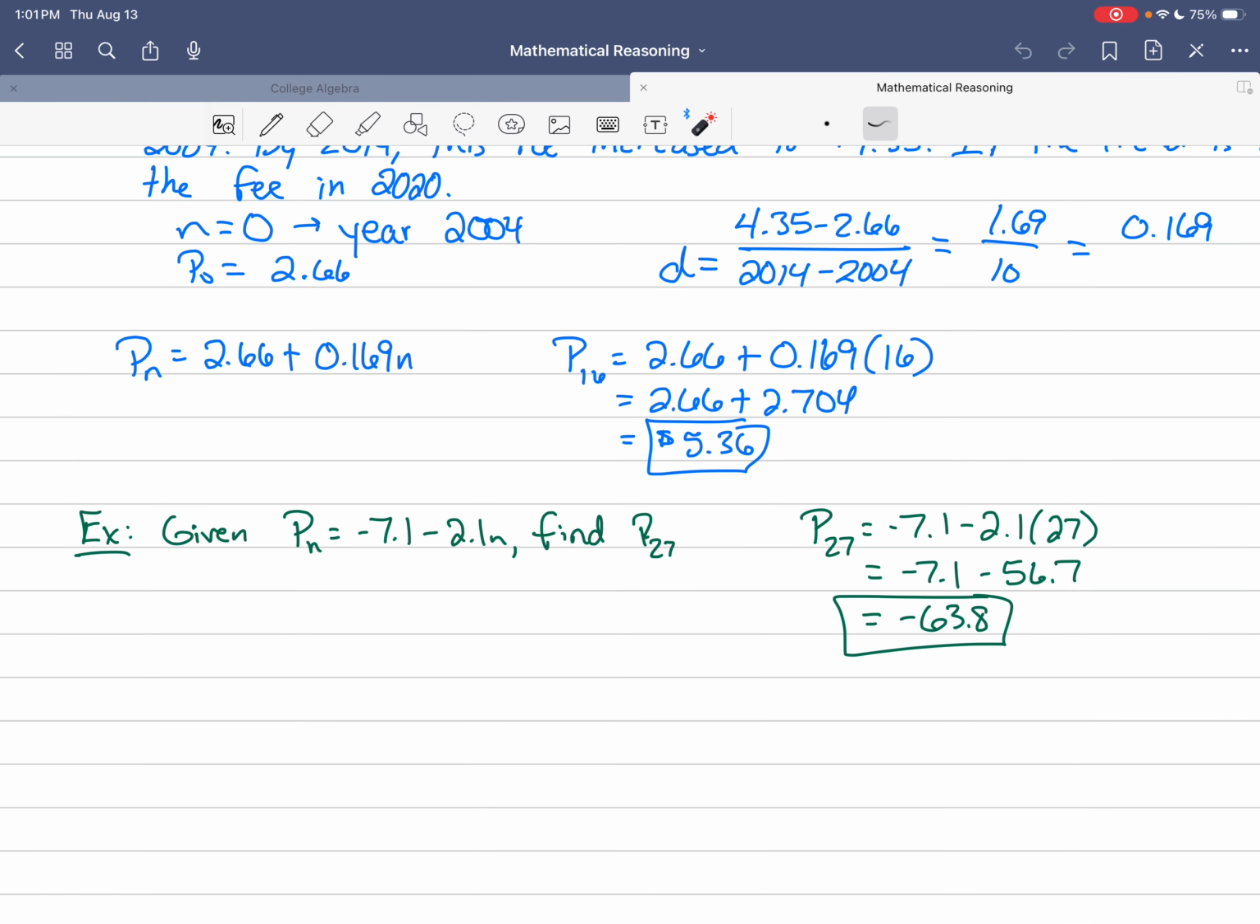Last example here. So they give you an equation like so. They want you to use this to find P27. So all you'd have to do is just plug 27 in for n and work it out. P27 equals negative 7.1 minus 2.1 times 27. 2.1 times 27 is going to be 56.7. Negative 7.1 minus 56.7 gives you negative 63.8.